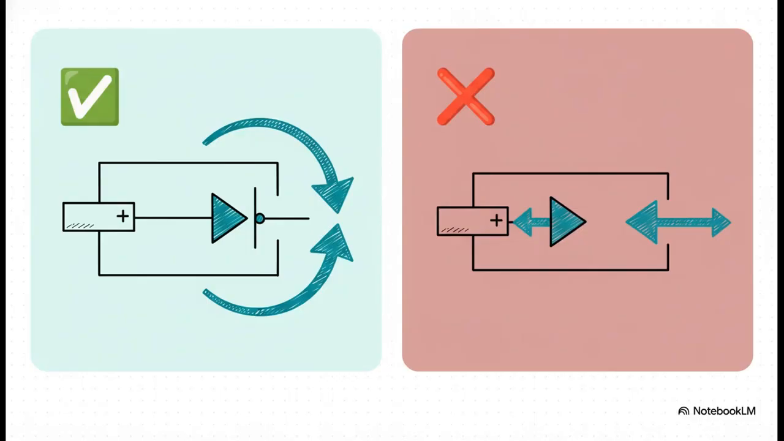And this split personality has specific names. When we apply voltage in the direction the diode allows, we say it's forward biased. In our perfect little model, this just means it becomes a closed switch, a short circuit with zero resistance at all. But if we try to push voltage the wrong way, it becomes reverse biased, and now it acts like an open switch that completely blocks any current from flowing.